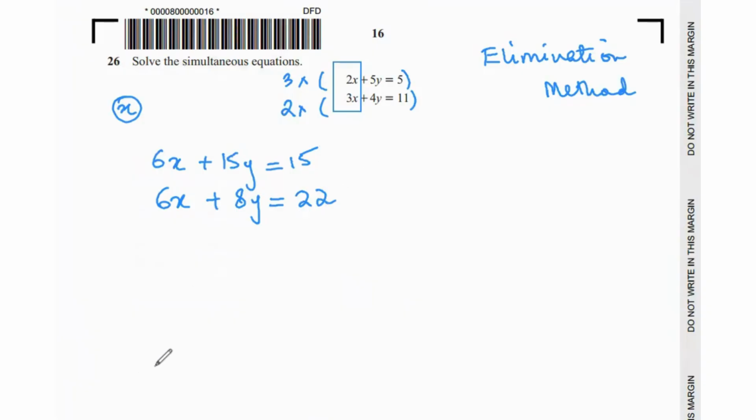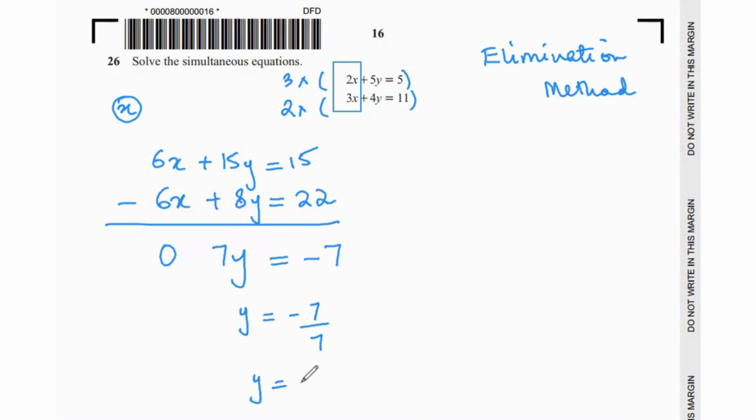Once you've done that, now we have to see, in order to get rid of x, do we add the equations or do we subtract them? Clearly, we can see that both the x are positive, which means if we add them, it will not get eliminated. Hence, we subtract. So 6x minus 6x is 0. 15y minus 8y is going to be 7y. And 15 minus 22 is going to be negative 7. So we have 7y equals negative 7. Now y equals negative 7 divided by 7, and that's negative 1.